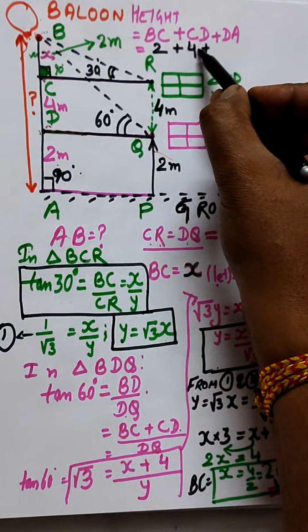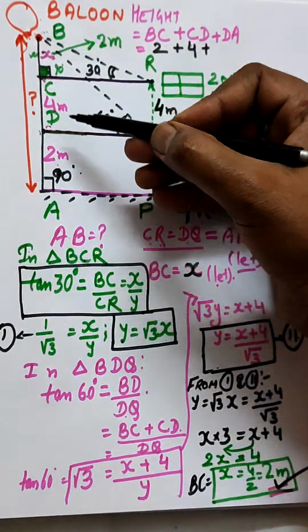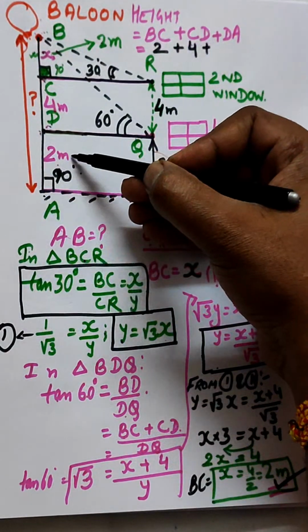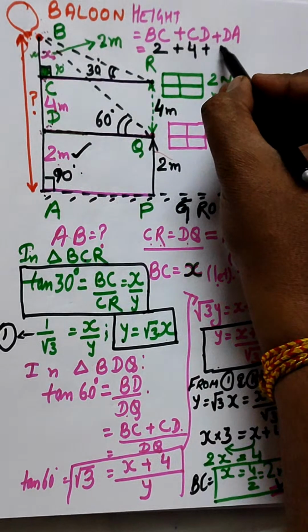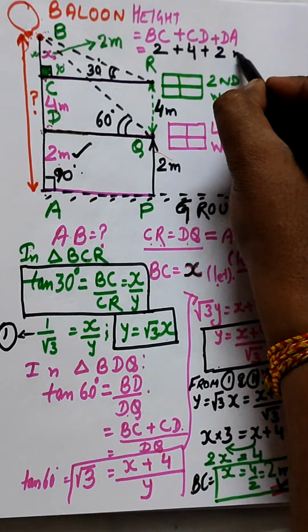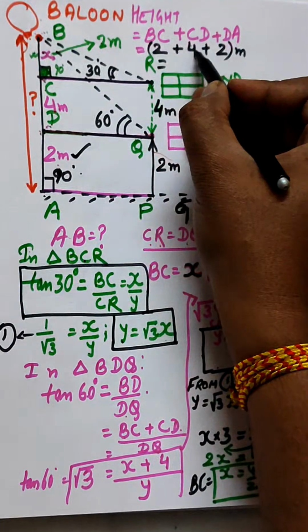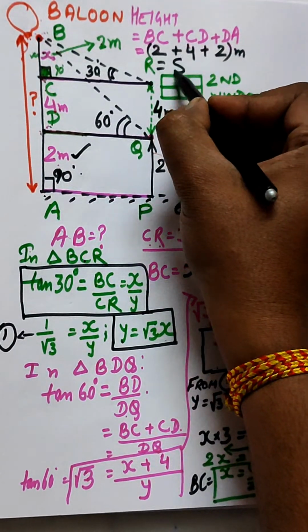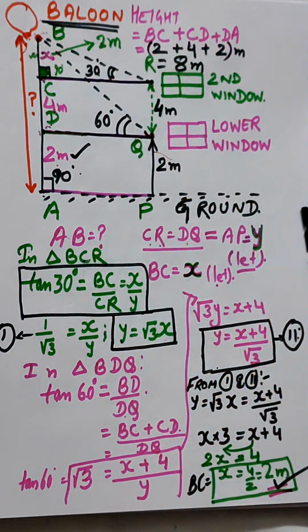Then it will be added BC plus CD. Apart from these 2 and 4, add the value of DA also. What is the value of DA? That means D to A. This is 2 meter. Then add 2. All these are in meters. When you add it, you will get 2 plus 4, 6 plus 2, 8 meter. So 8 meter is the height of the balloon.